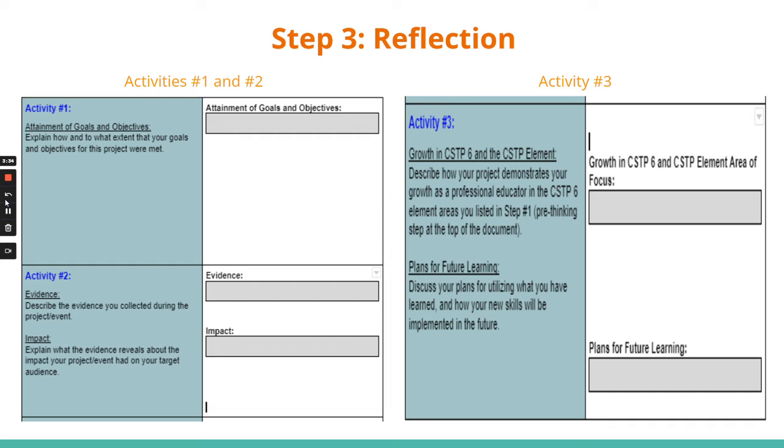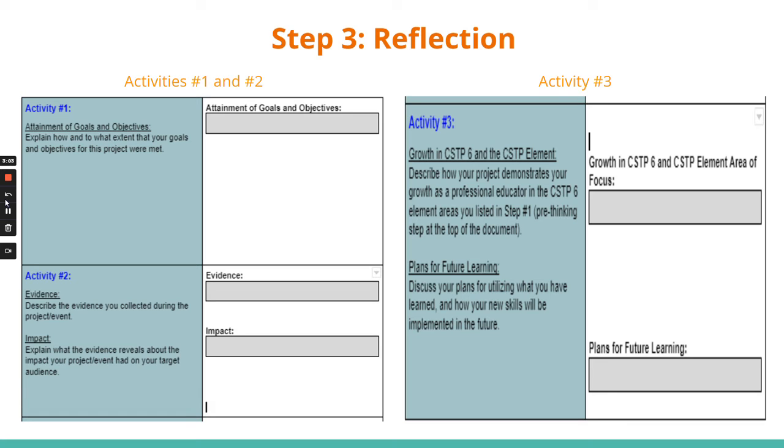And then in Activity 2, this is where you're going to describe the evidence that you collected during your project. Remember, collecting evidence in the form of pictures or work samples or feedback from surveys or written responses. This is very important because, for one, it's what's going to demonstrate for you and explain for you the impact that your project had on your target audience.